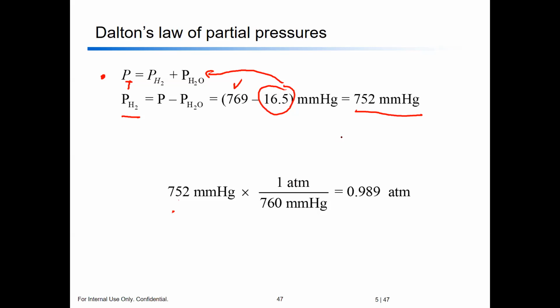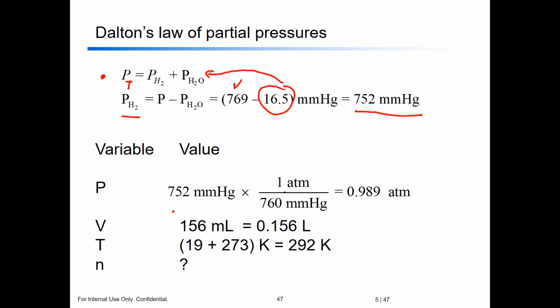Why do we need to do that? Because remember, PV equals nRT. The units of R has atm in there. So 752 divided by 760 equals 0.989 atm. Do I know the volume? Yes. This many liters. Do I know the temperature in Kelvin? Yes. Now I solve for moles.